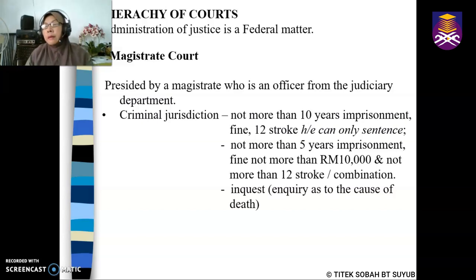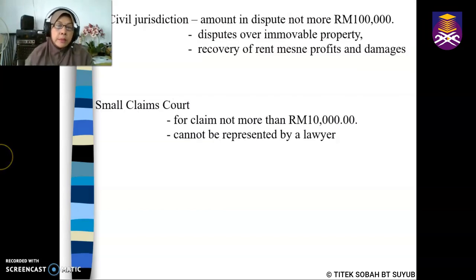In the case of Adib, you can still remember, this is a case in 2019, this is a fire brigade man. He was killed when trying to put off a fire in a certain temple in somewhere in PG, I think. So we need to know why he died. Is it because of an accident or because he's been killed? What is the cause of his death? So this will be determined by the magistrate court, and this is called inquest. A magistrate has the power to hear an inquest and to decide whether a person dies because he's been murdered or because of something else.